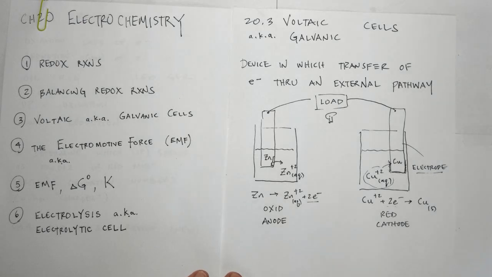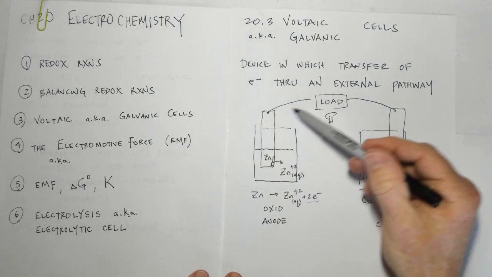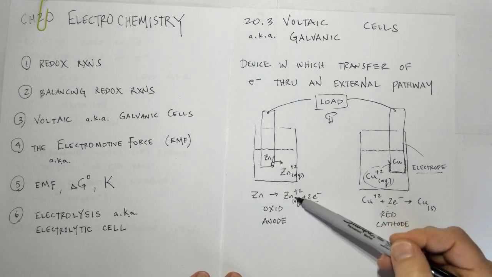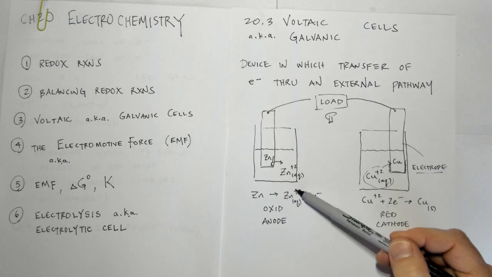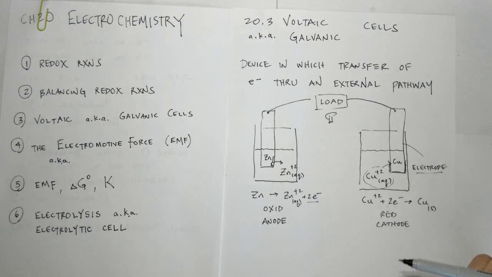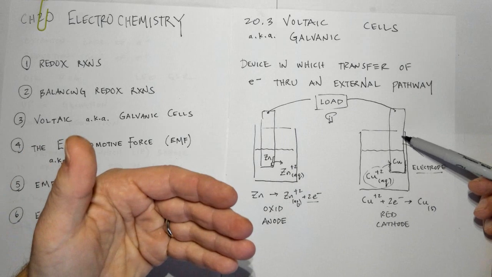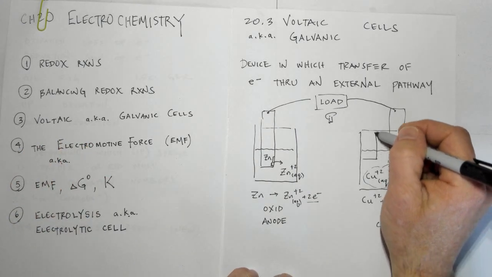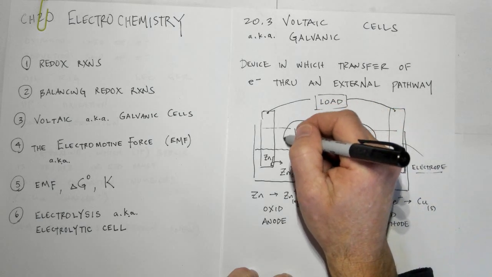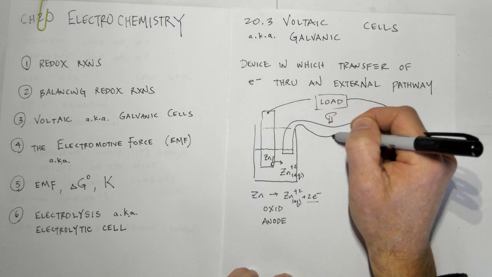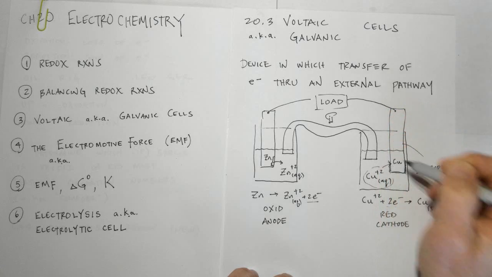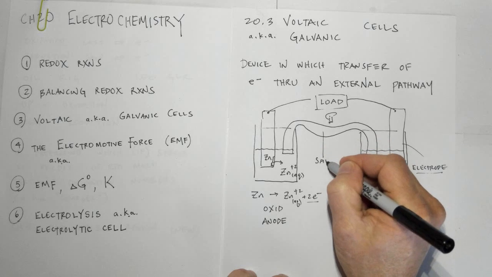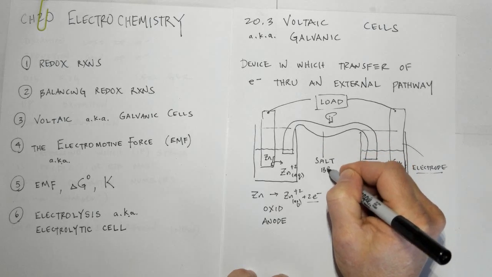Now, when this happens, the electrons would come over here, and then we'd have a neutral copper. And the electrons would be lost here, and we'd just lose the electrons, and no more would happen. And so to make this continuous flow of electrons occur, we need to add one more piece to this diagram. We need to add something that allows this current or these charges to flow continuously. And this piece that we add is called a salt bridge.